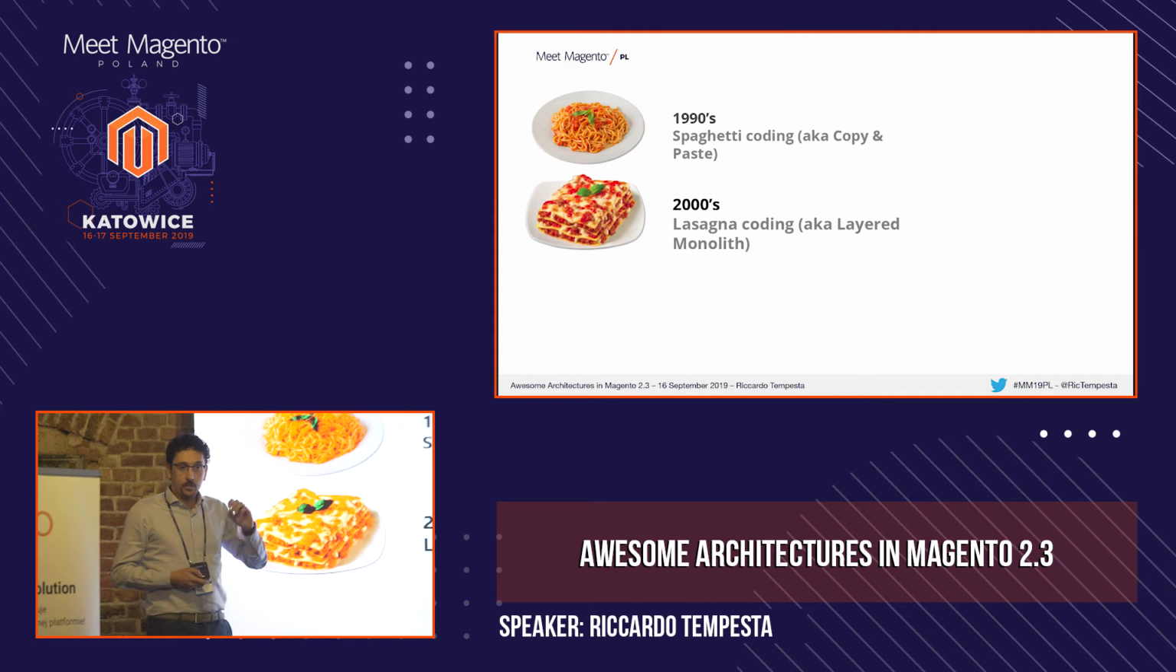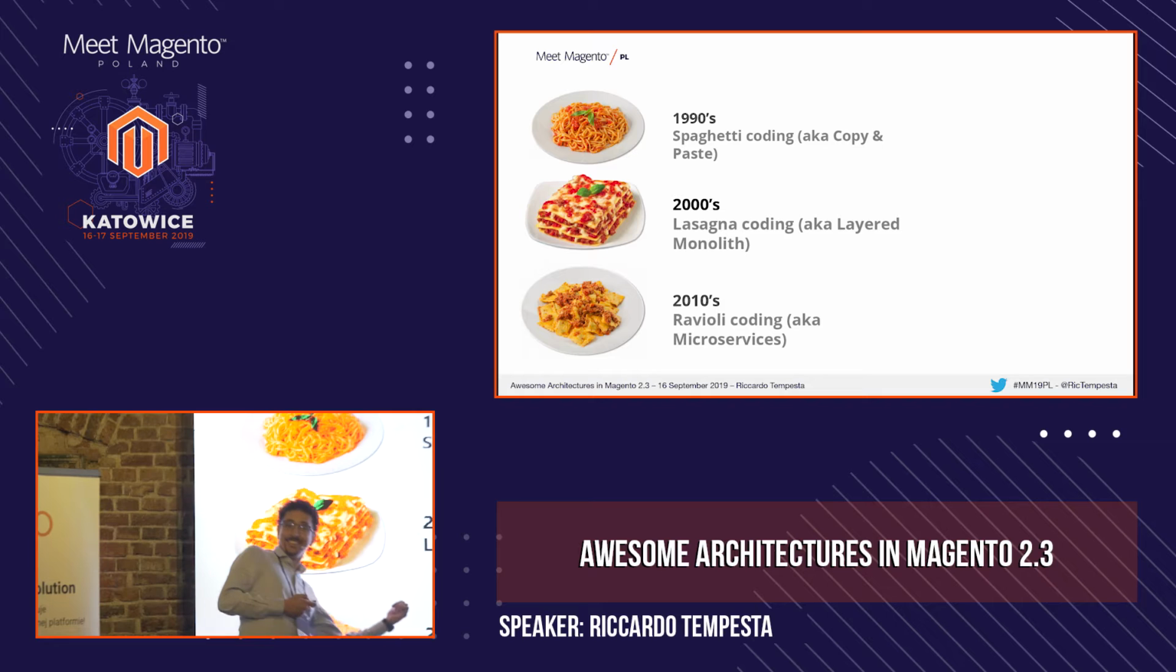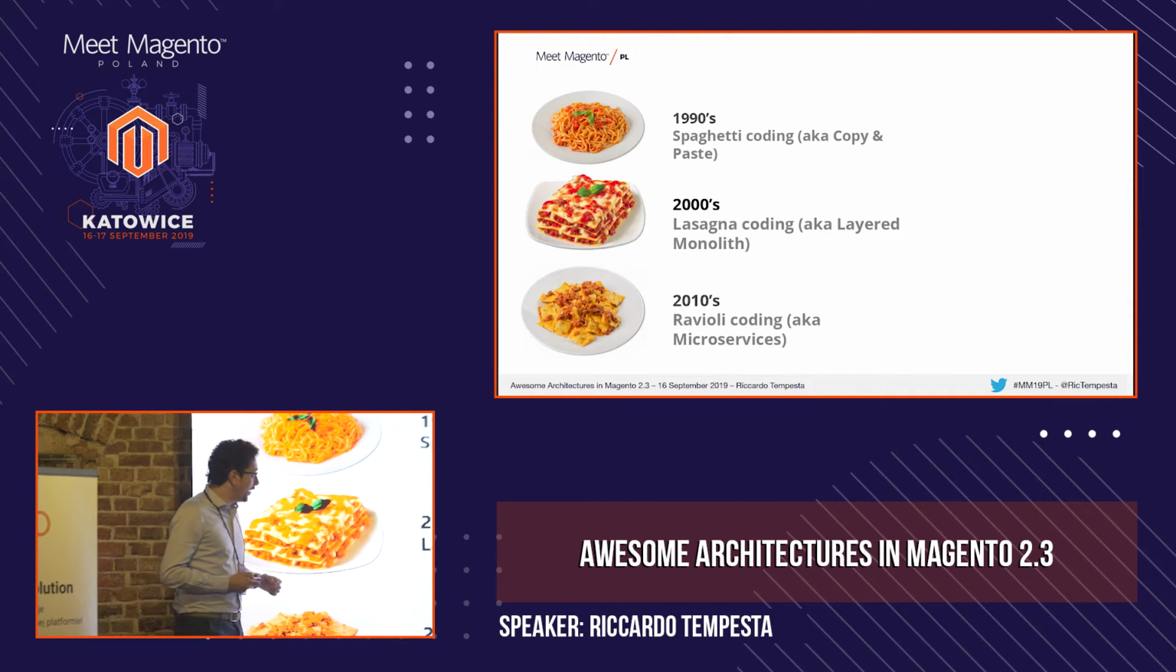So in the 90s, we had the spaghetti coding, also known as copy and paste. Then, in the 2000s, we have lasagna coding, also known as the layer monolith. I will explain later what it means exactly. And then, in the 2010s, we had the so-called ravioli coding, also known as microservices. OK, that's perfect. So let's start.